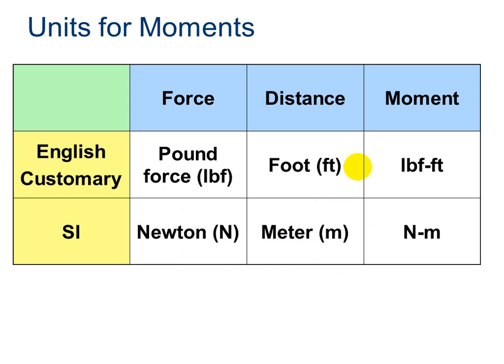This is how we measure moments in foot-pounds for the English customary system, because we measure force in pounds of force and we measure distance in feet. Or for the International Standard System, we would measure force in newtons. We would measure distance in meters. When you multiply force times distance, you get a newton meter. This is going to be important because we're going to need to do some conversions for our moment calculations.